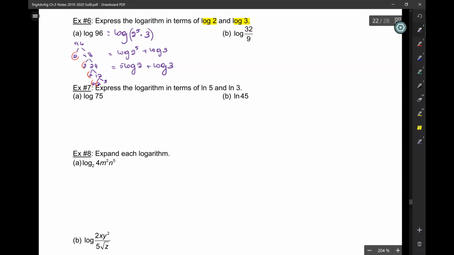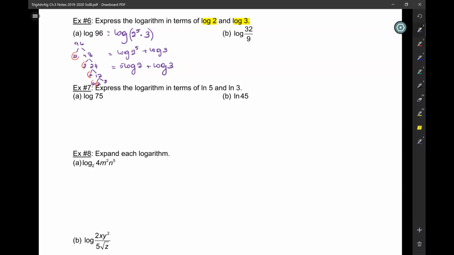You are seeing that if you do it the long way, basically, if you don't write it in terms of exponents, and you say 96 is equal to 2 times 2 times 2 times 2 times 2 times 3, then you have log of 2 plus log of 2 plus log of 2 plus log of 2 plus log of 2 plus log of 3. But that's all 5 log of 2, right? So this is just a much quicker, cleaner, preferred way of doing it.